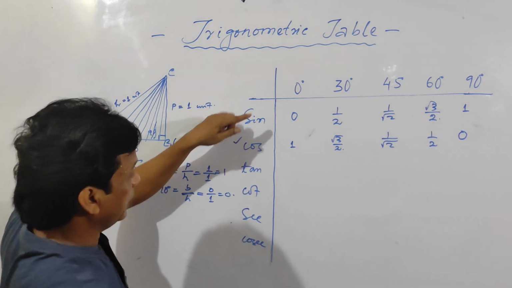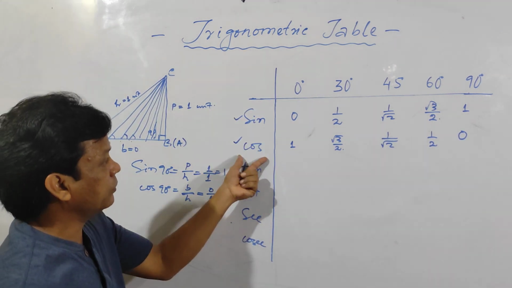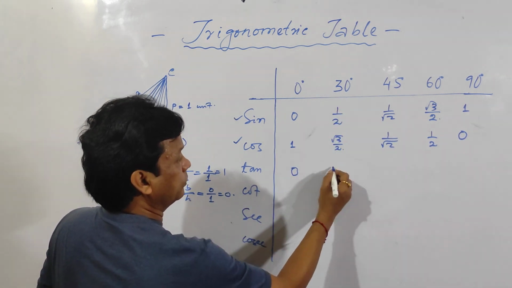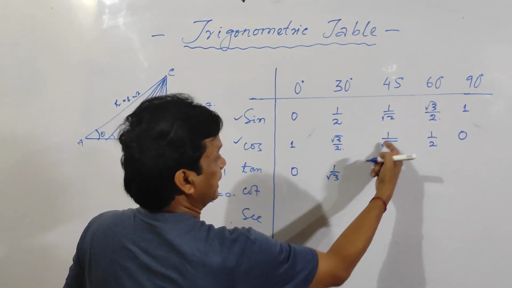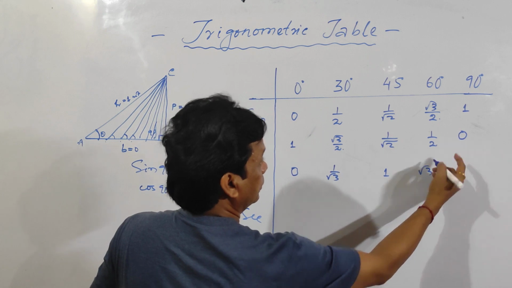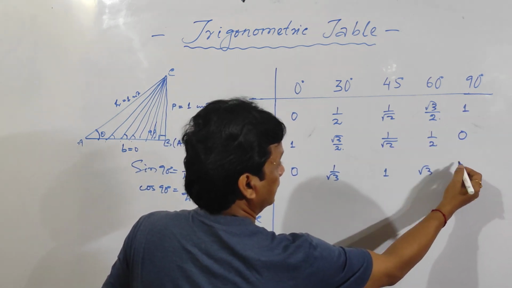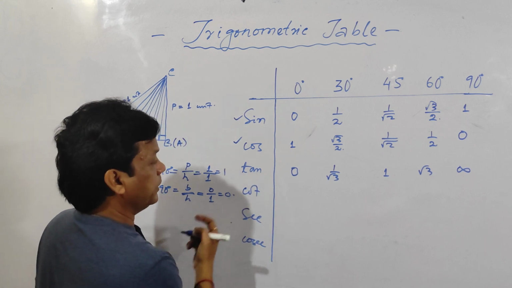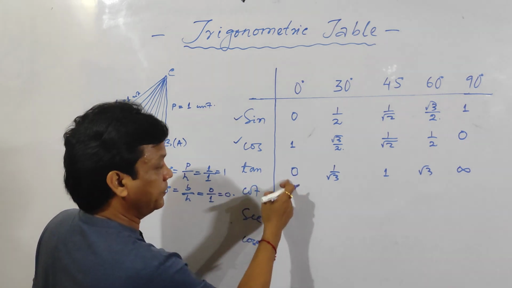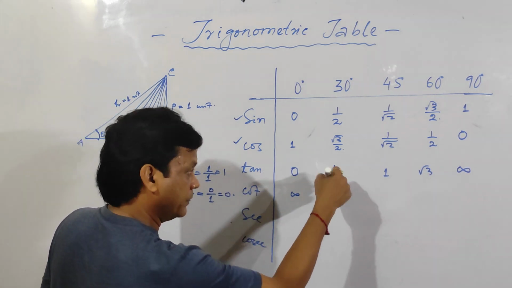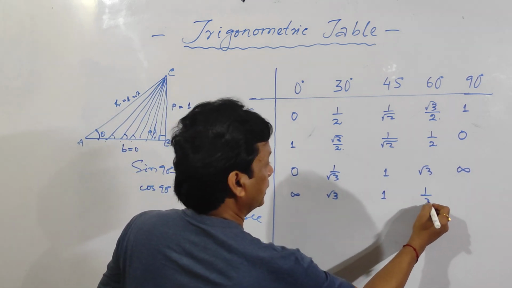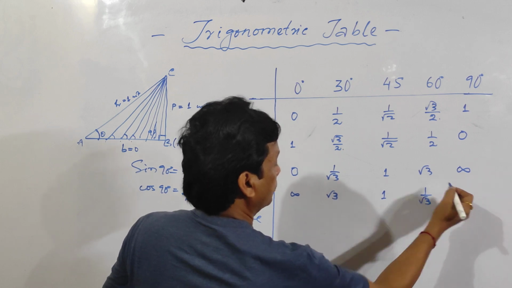Now see here, I have told you how to find out tan. Sin by cos: 0 by 1, it is 0. This divided by this, 2 cancels out, 1 by root 3. This one cancels this one, so it becomes 1. This divided by this, 2 cancels out, becomes root 3. So 1 by 0 is equal to infinity. That means undefined. And the reciprocal of tan is cot, because cot is equal to 1 by tan. So 1 by 0, it is infinity. 1 divided by this one, it will become root 3. 1 by 1, it is 1. And this will become 1 by root 3. And 1 by infinity, this becomes 0.